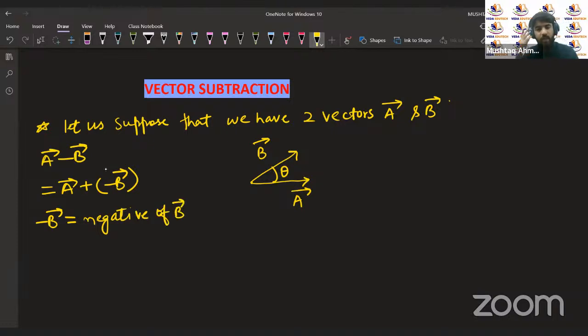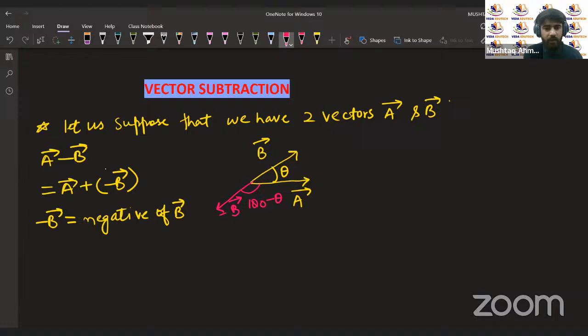It means that we can get minus B only if we reverse the direction of B vector. Suppose in this case, if we reverse the B vector here, this is our B vector, and then this will be our minus B vector. And if the angle between A and B is theta, and this complete angle here on the line is 180 degree, so this angle is 180 minus theta.